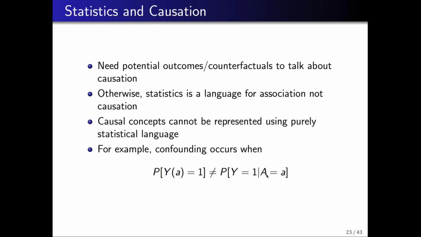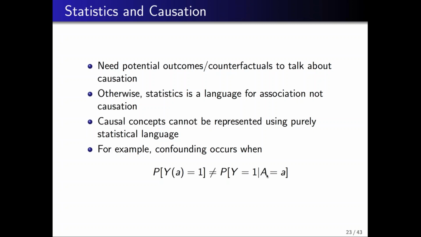So, statistics and causation. We need potential outcomes and counterfactuals to talk about causation. I realize there are some people who may argue that you don't need that. I find it very helpful personally. Other people argue that maybe it's not needed. Statistics is a language of association, not causation, and causal concepts can't really be represented purely in terms of statistical language. We need these potential outcomes to think about causation.